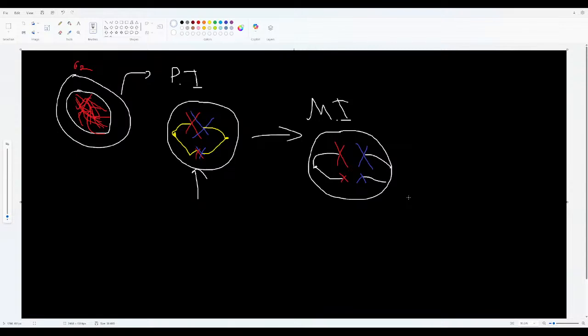Now, there's another little bit of genetic diversity that could occur here, right? So once these split off, we then have one cell with all mom's genes and one cell with all dad's genes. But look at this, right? We have another little tidbit, another little thing of genetic diversity to be had here.